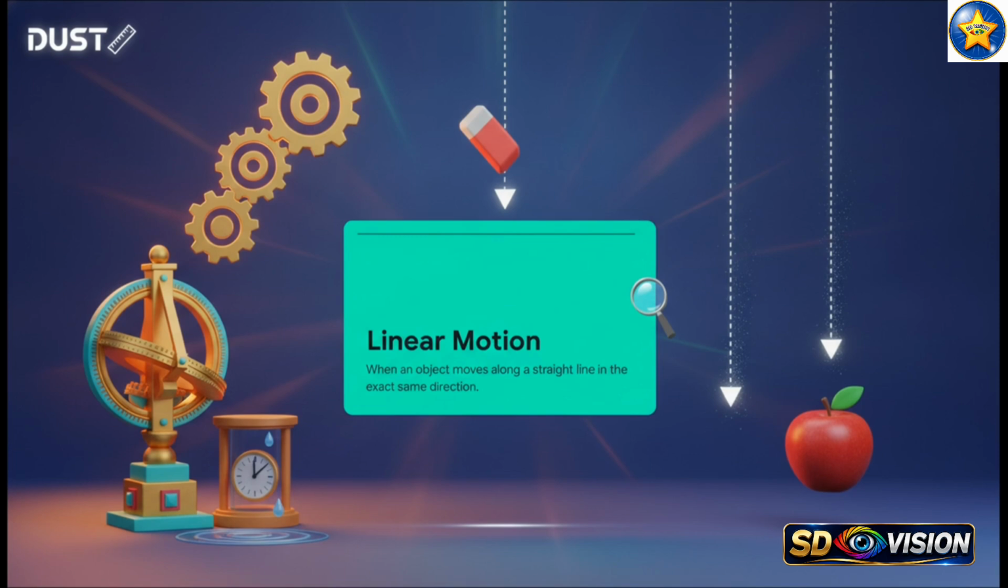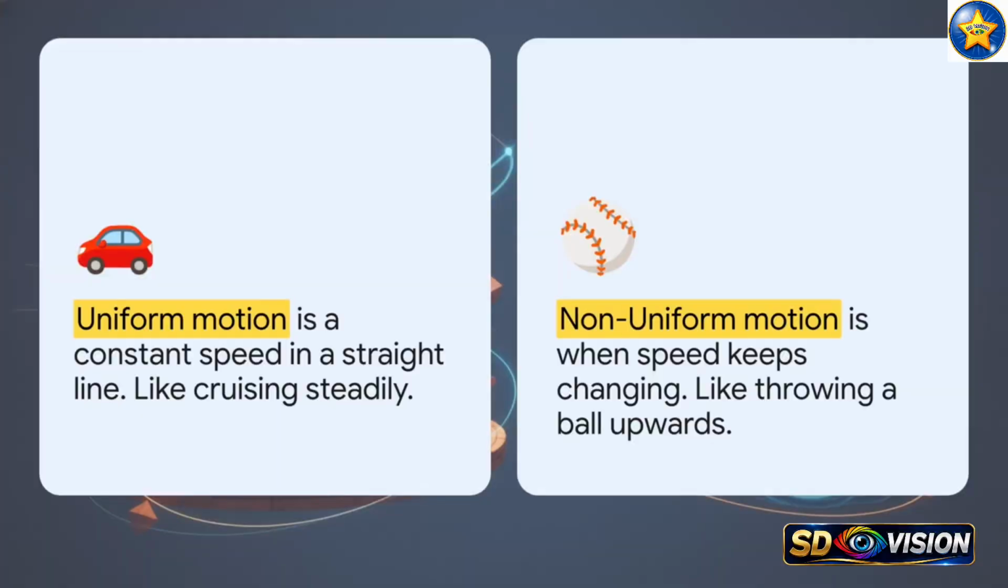But it actually comes in two different flavors. On one hand, you have uniform linear motion. This is constant speed in a straight line. Think of a car just cruising perfectly steadily at 60 kilometers per hour down an empty highway. It never speeds up or slows down.